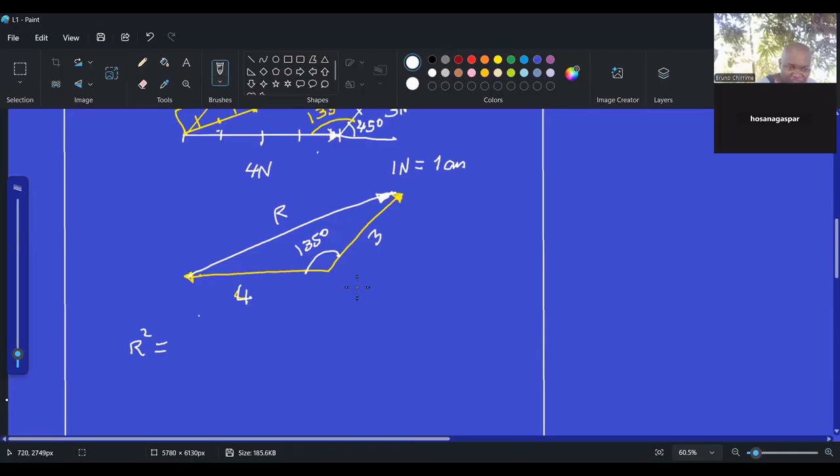4 squared plus 3 squared minus 2 times 3 times 4 cosine of the angle. In this case, the angle of R is 135. So let's calculate that. What does that give us?